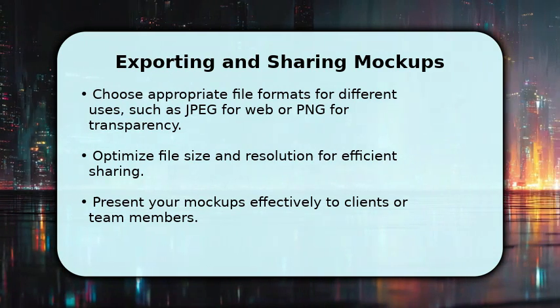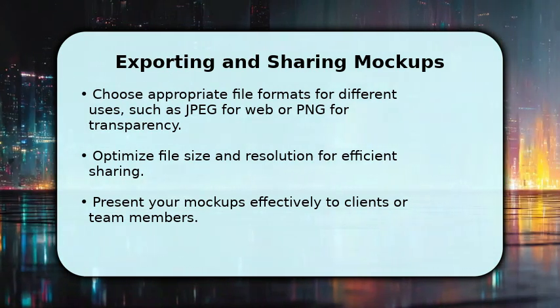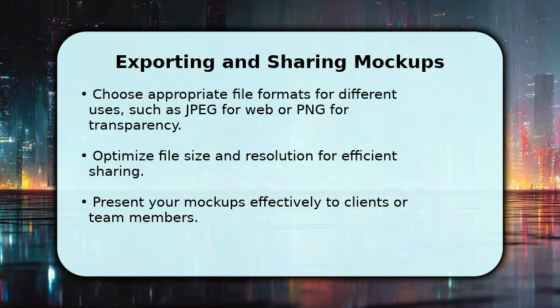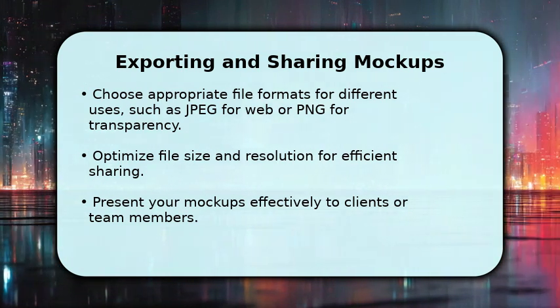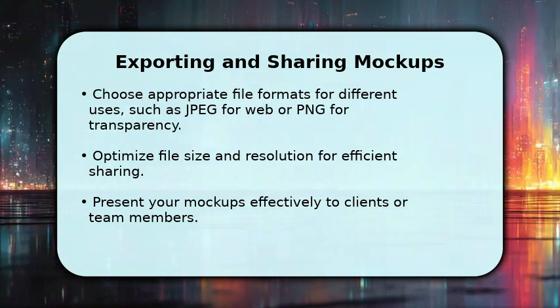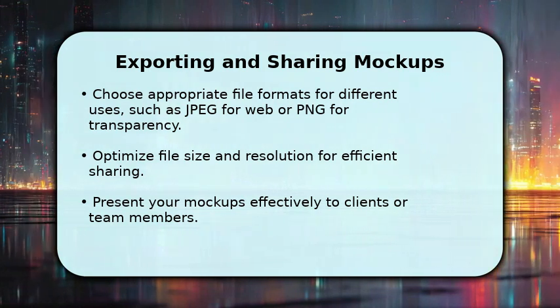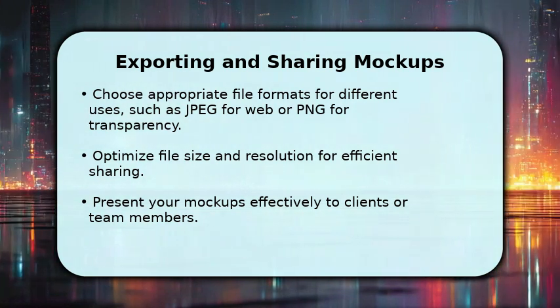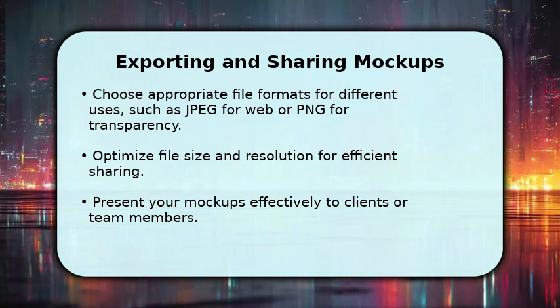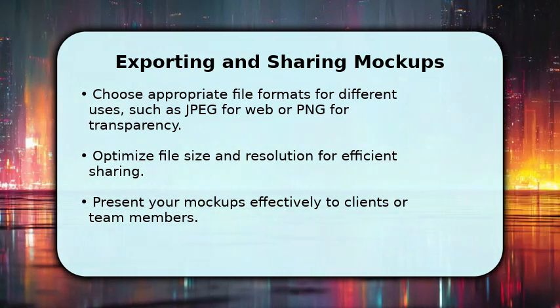Go to File, Export, or Save As. For web use, a JPEG or PNG at 72 dpi is ideal, ensuring a small file size and quick loading. If you need a high-resolution print, opt for a TIFF or PDF at 300 dpi.